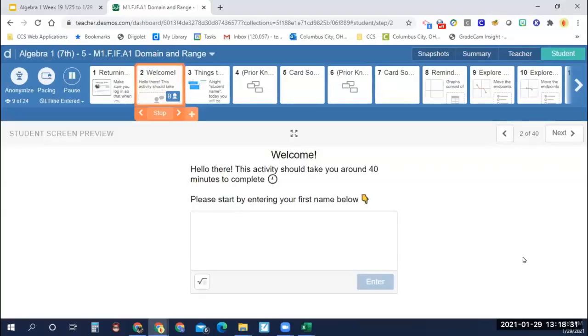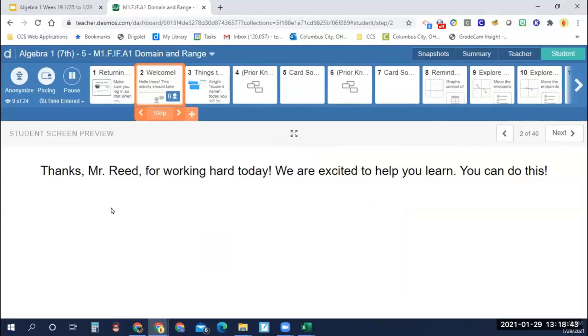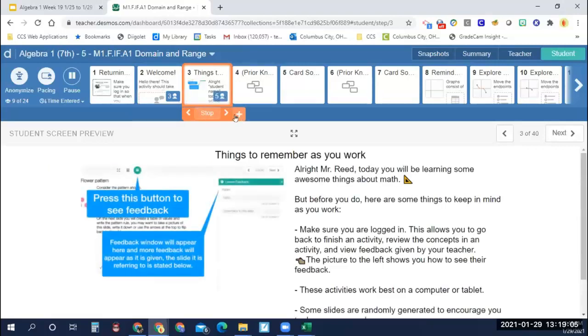All right. So slide 2 is where I need to enter my name for this activity. Then it'll just kind of personalize the activity for me a little bit. And if I press enter, it says, thanks, Mr. Reed, for working hard today. We are excited to help you learn. You can do this. You can. We can all do this together. All right, so I'm going to skip 3. It's kind of informational, but you'll get all the information as we start working through this together.